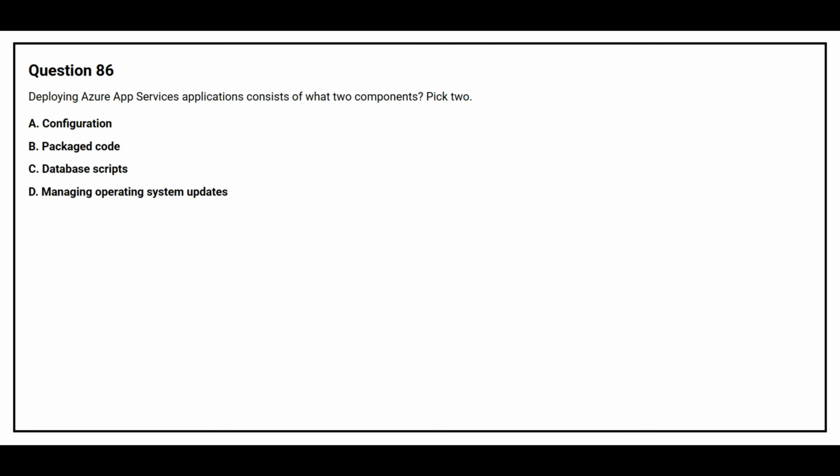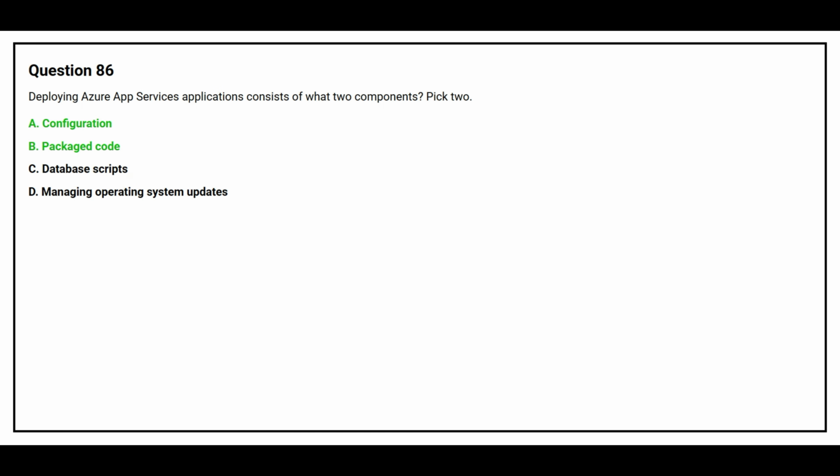Question number 86. Deploying Azure App Services applications consists of what two components? Pick two. Option A, configuration. Option B, packaged code. Option C, database script. Option D, managing operating system updates.